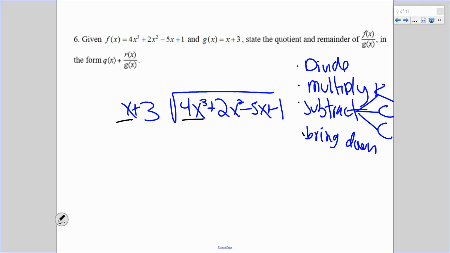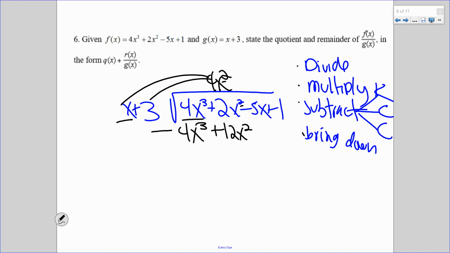4x to the third divided by x is 4x squared. I put the x squared over the x squared here to keep it organized. Multiply. Multiply the 4x squared times x plus 3. That's 4x to the third plus 12x squared. Subtract. To subtract, I keep, change, change. That gives me negative 10x squared minus 5x. That's your bring down. That's a cycle.